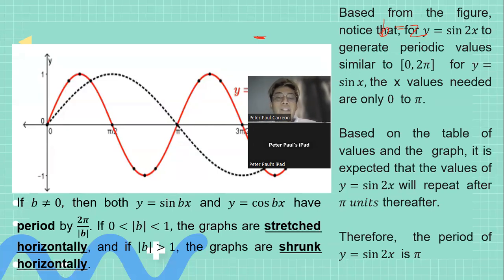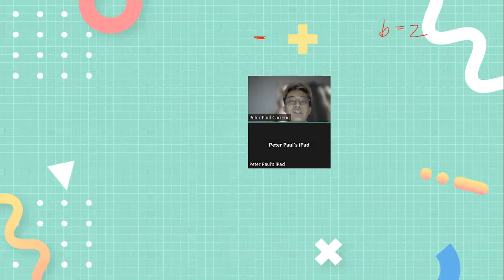So in short, pabaligtad yung effect ni B. Kapag ang B natin ay greater than sa 1, mag-shrink horizontally yung graph natin. Pero kapag ang B natin is between 0 and 1, meaning fractional siya na proper fraction, mag-stretch yung graph naman natin horizontally. Yung period naman natin ay nasusolve natin gamit ang formula na 2 pi divided by the absolute value ng B. Hindi siya katulad sa amplitude. Amplitude lang talaga siya. Okay, next tayo.